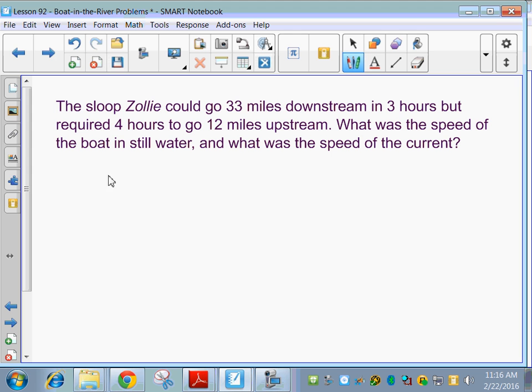All right, so we've got downstream is 33 miles in 3 hours. So is downstream with the water or against the water? Right, so the boat plus the water. We're going downstream, and it gives us the time this time, 3 hours. So I'm going to put that, and that equals 33.